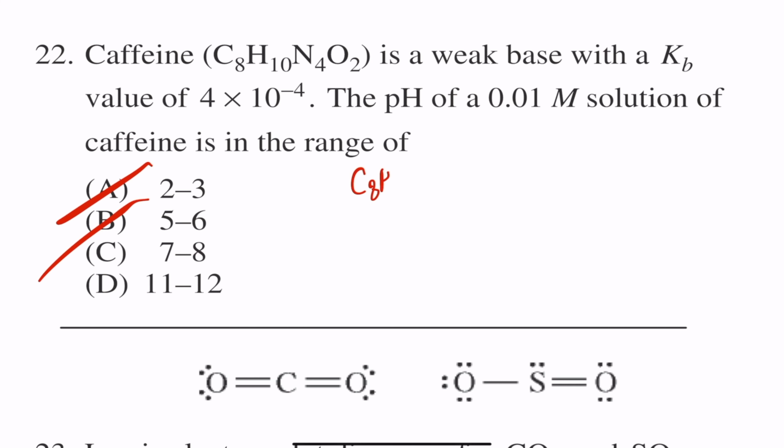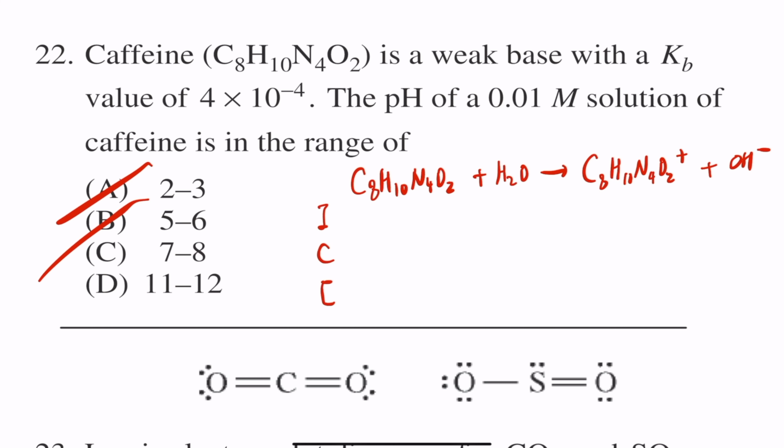So we have C8H10N4O2. You dip that in water, and that's going to pick up one of the H plus because that's what a Bronsted-Lowry base does, right? Giving C8H11N4O2 plus, and then the OH minus hydroxide. So let's create the ICE chart.